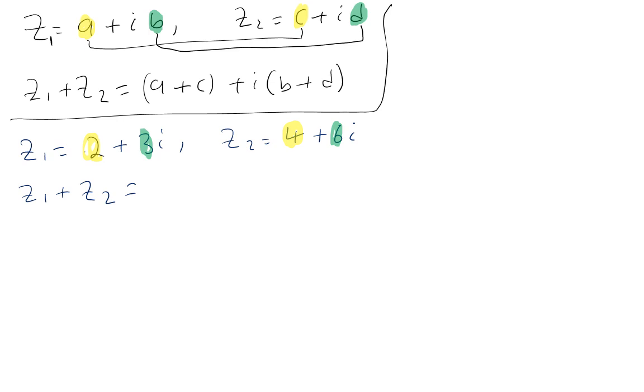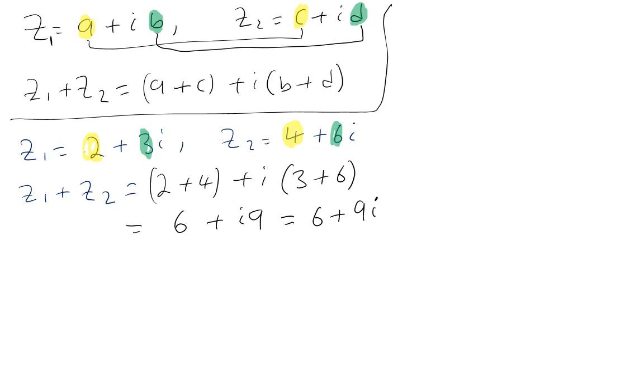So for this problem, we'll have 2 plus 4, that is the real part, plus i, the imaginary part 3 plus 6, and 2 plus 4 is 6 plus i, 3 plus 6 is 9, i9, and this we can also write as 6 plus 9i, so it doesn't matter whether you put i to the left of 9 or at the right of 9.